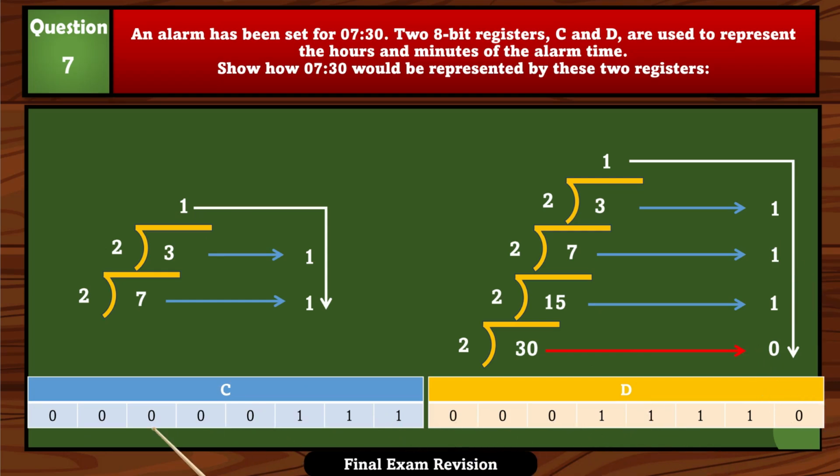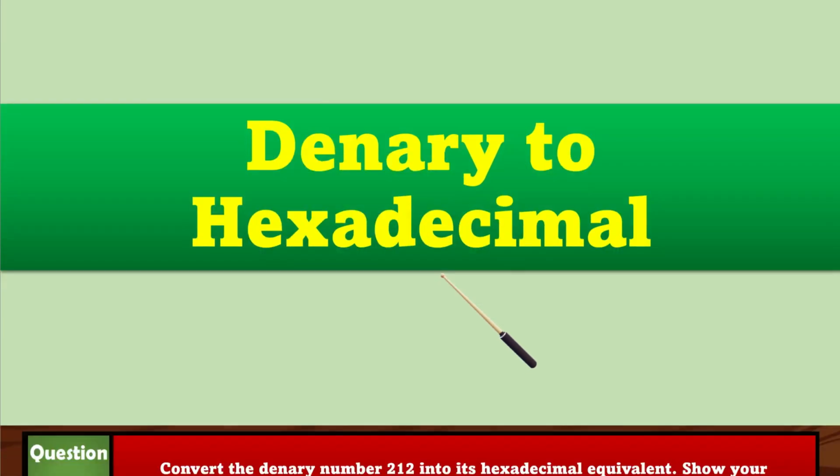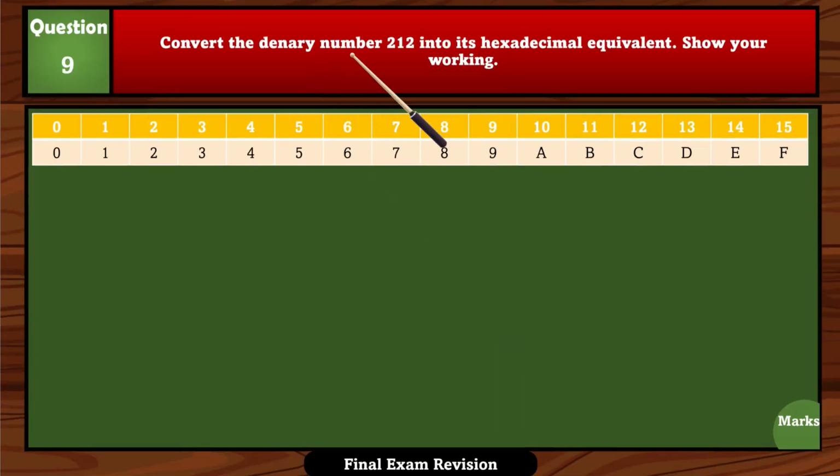So our answer is what? C and D. Here you can see the answer. Now let's see Denary to hexadecimal. Okay. So convert the Denary number 212 into hexadecimal equivalent.